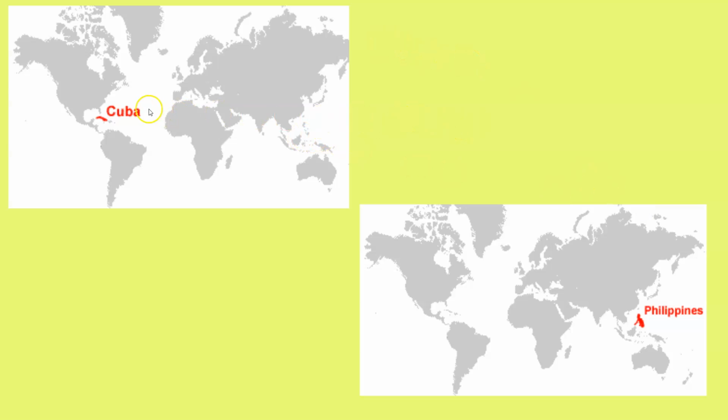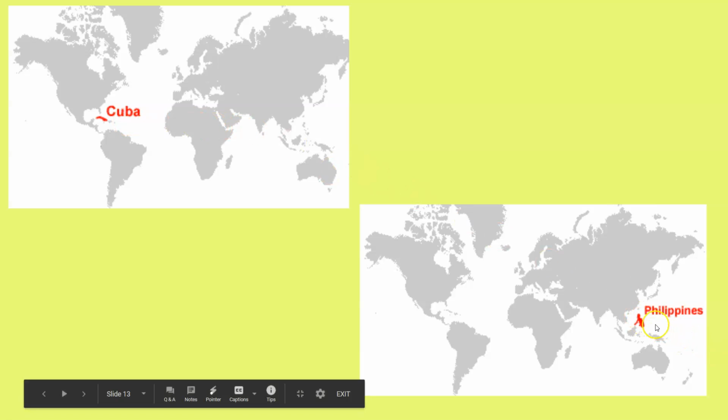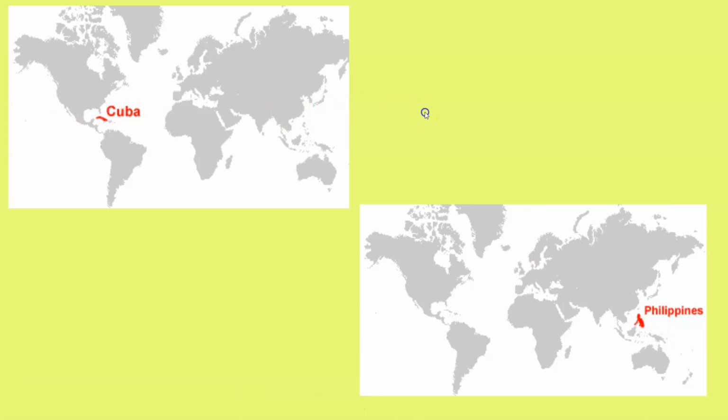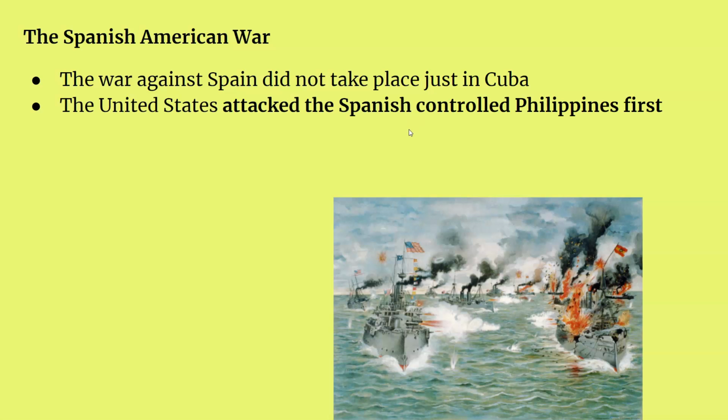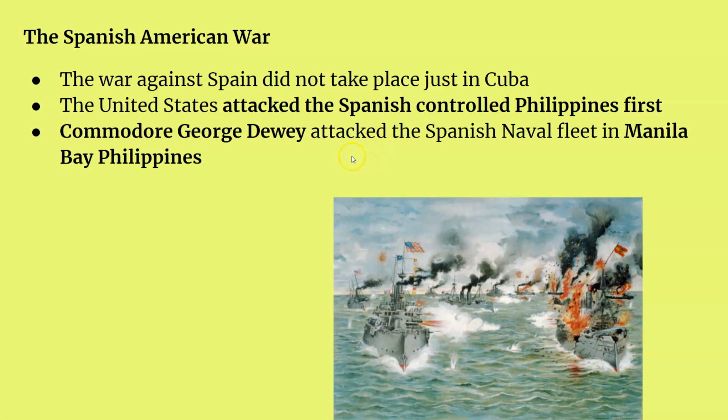So the Spanish-American War started, and there's actually two fronts of the war. Cuba here and the Philippines, both controlled by the Spanish. And to go to war with Spain, the Americans thought they'd attack both fronts. So like I said, it started not in Cuba, but in the Philippines. The United States attacked first.